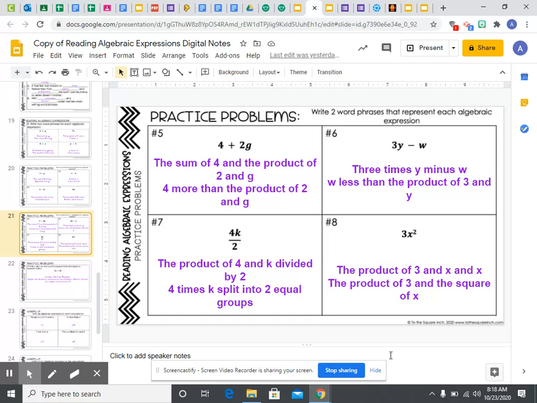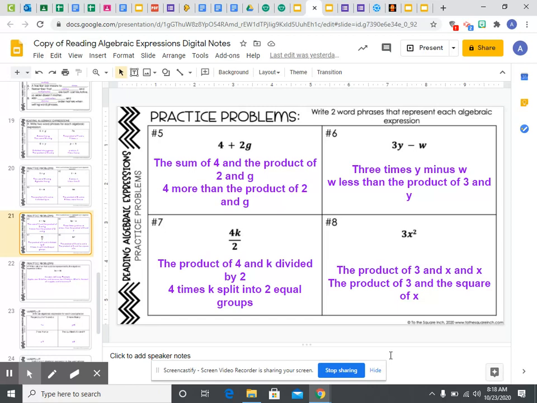Hannah? Four more than 2 times g. That's another way to do it. See, when you got like 2 operations being used, there's like multiple ways we can do word phrases. Does somebody have a different one than any of the ones mentioned?